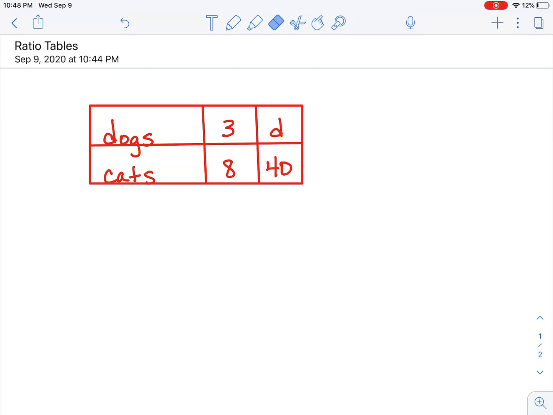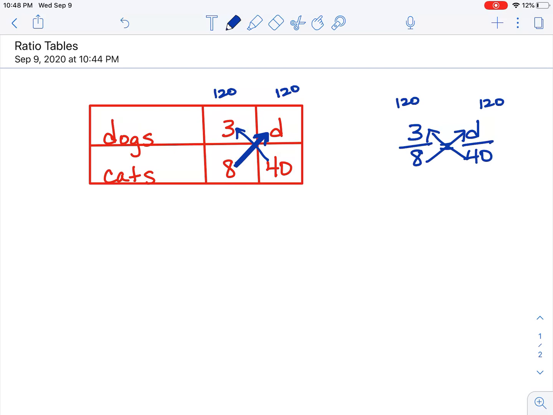Okay, so if it's a proportion inside of a box, just like we would have said this times this, which is 120. So 8 times D has to equal 120. Same thing here. 40 times 3 equals 120. So I'm going to write what this arrow says right here.